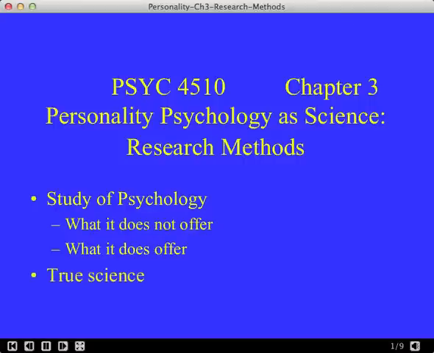Chapter 3, Personality Psychology as Science, Research Methods. The study of psychology will not teach you how to read someone's mind. It will not supply you with a list of facts. It does offer research results, and you must decide for yourself whether or not they are persuasive or convincing. The study of psychology allows you to think for yourself.